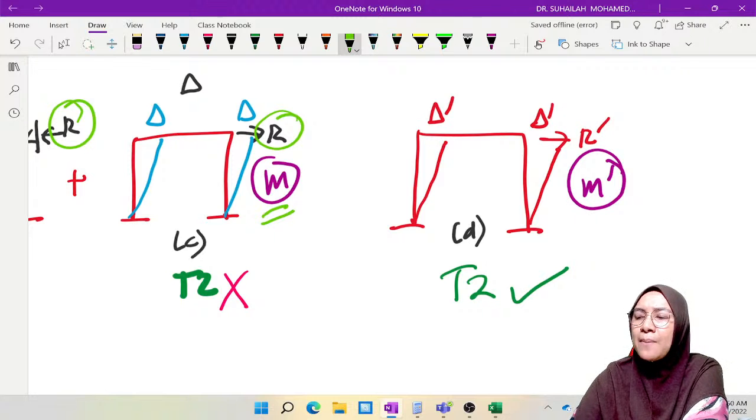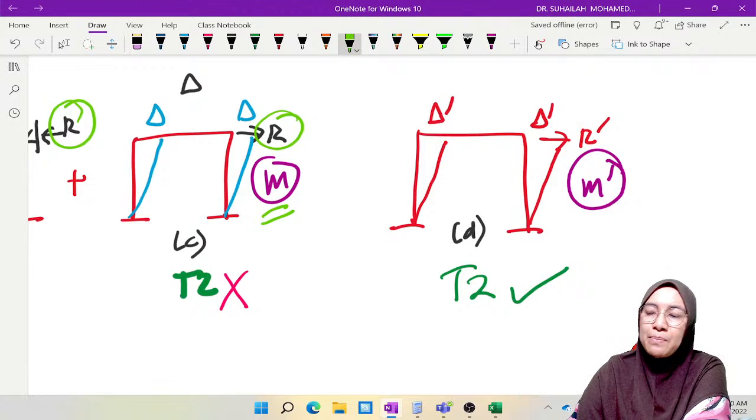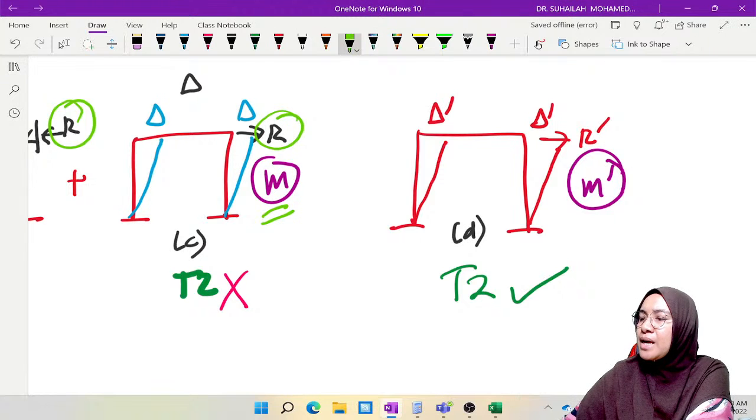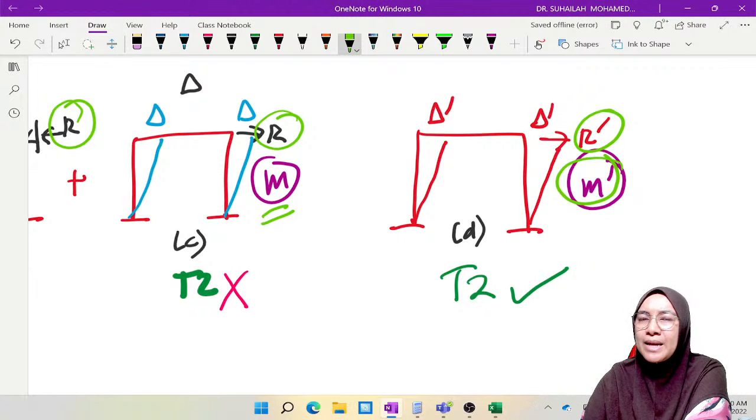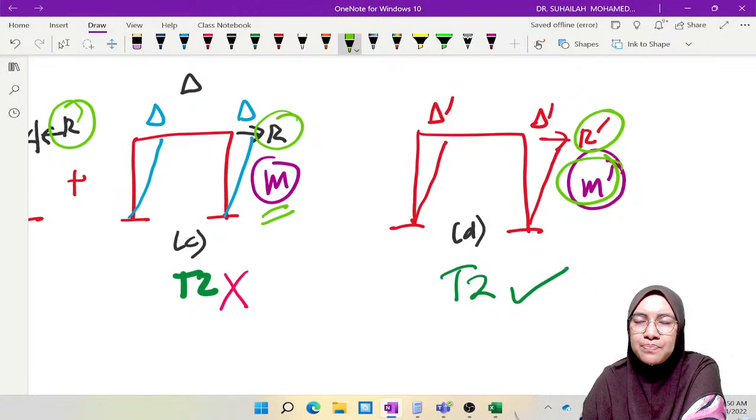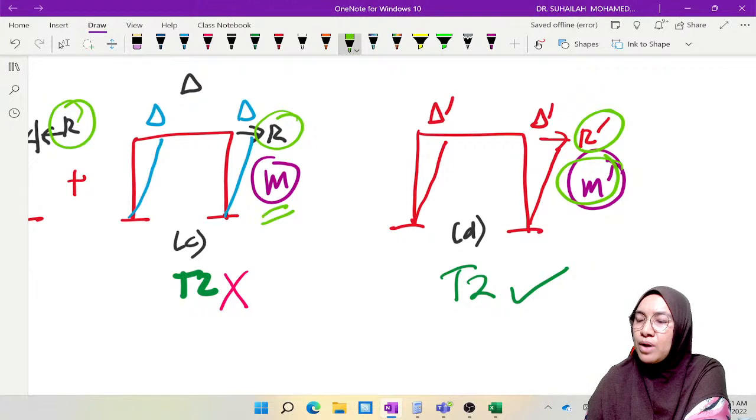So M is our problem. We cannot calculate the moment due to side sway because we do not know the delta value. But we have R that we get from diagram B, and in diagram D we can calculate R prime and we have M prime from the table. So when we compare these two diagrams, we can write a relationship using interpolation.